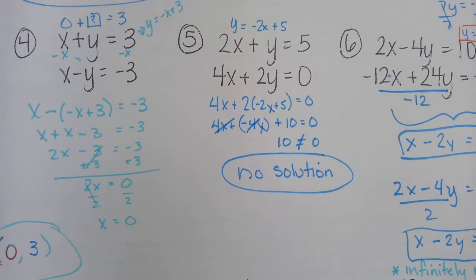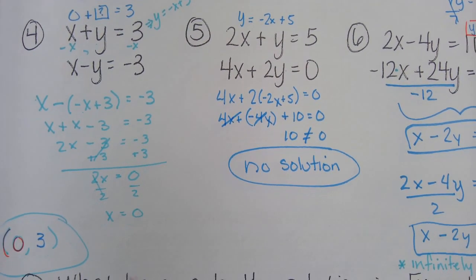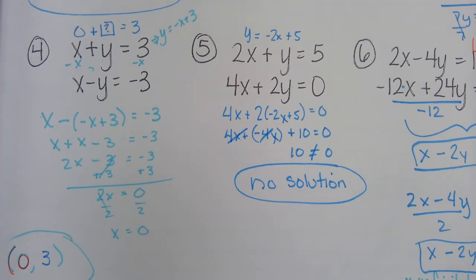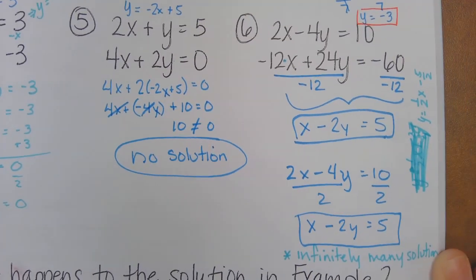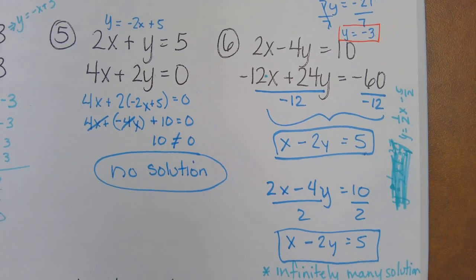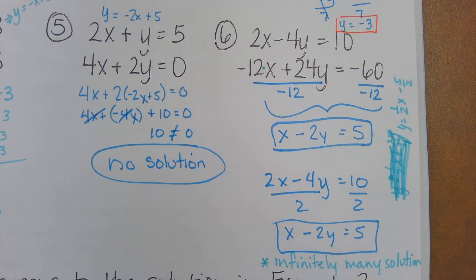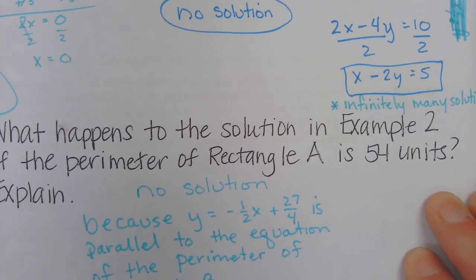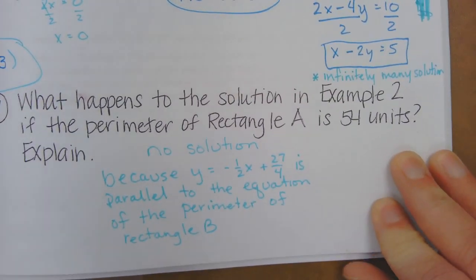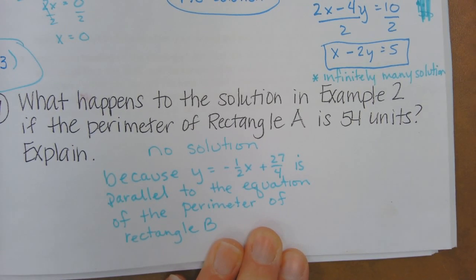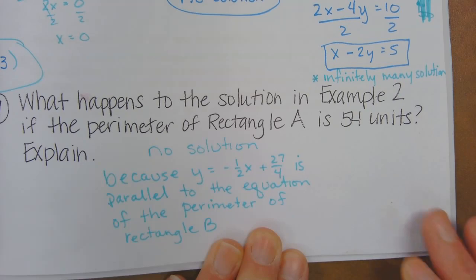For numbers 4, 5, and 6: for number 4, I got the solution of (0, 3). For number 5, there's no solution because 10 will never equal 0. And for number 6, I got infinitely many solutions, or all real numbers. And number 7, it's no solution because y equals negative half x plus 27/4 is parallel to the equation of the perimeter of rectangle B.